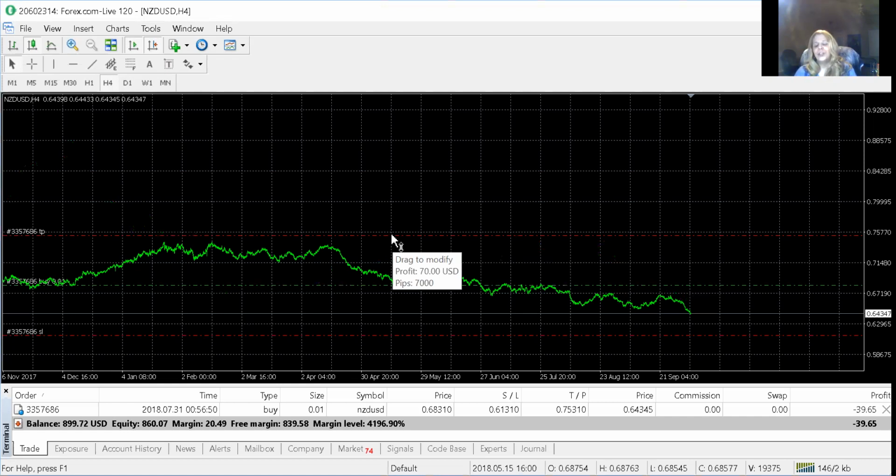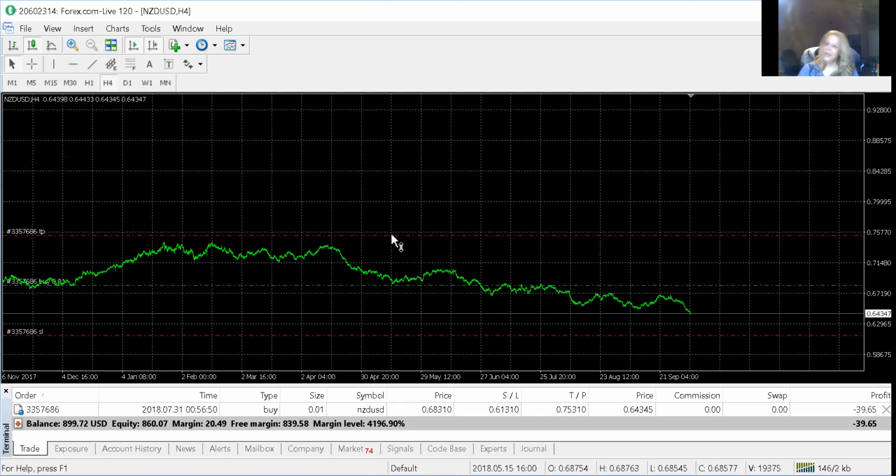It is phenomenal what this trade's been doing, because when the market closed Friday at 5 p.m. yesterday, the price was at 0.64345, leaving me a negative $39.65. And that is why I went from 6,000 pips to 7,000. My stop loss and take profit are both at 7,000 pips, a 1-to-1 ratio of profit and risk, because if it draws back, I can see what's going on.